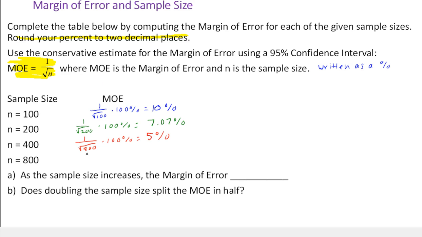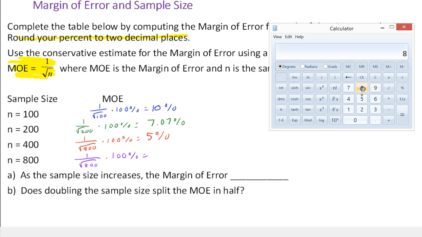And finally, looking at a sample size of 800, we use the same formula. Take 800, find its square root, reciprocate, and multiply by 100. And our result to 2 decimal places, we round up to 3.54%.